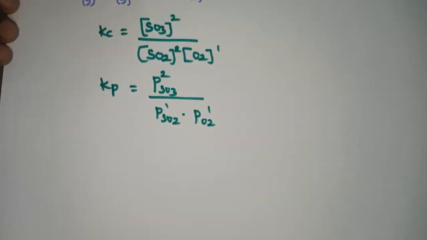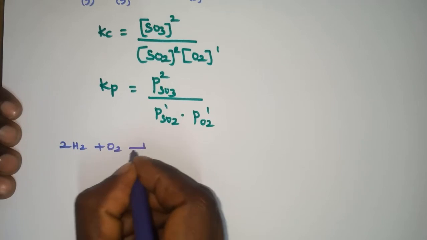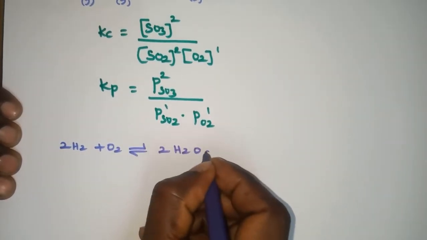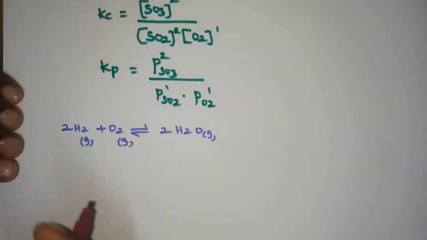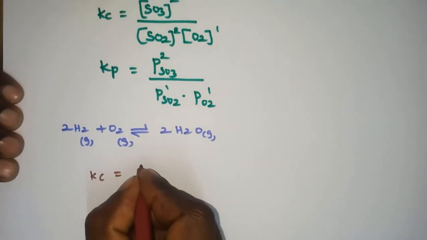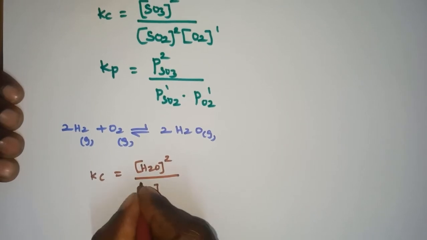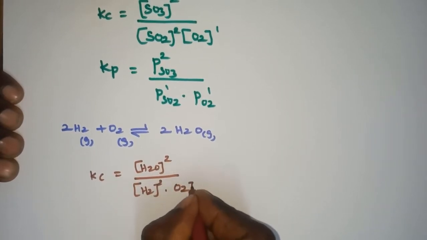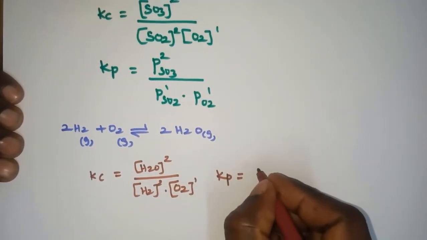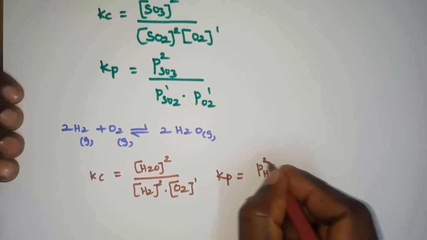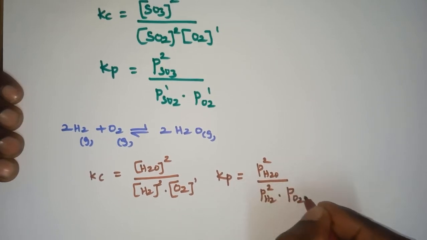Another example, 2H2 plus O2 to form 2 moles of water molecule. Kc for this equation, Kc equal to H2O power 2 divided by H2 power 2 into O2 power 1. In the same way, Kp is written as Kp equal to PH2O power 2 divided by PH2 power 2 into PO2 power 1.